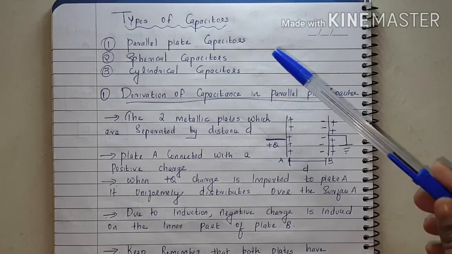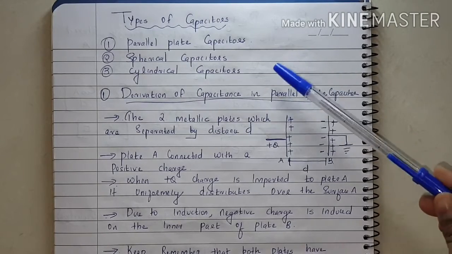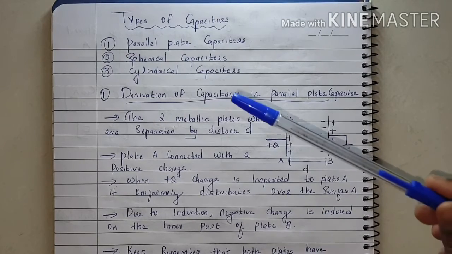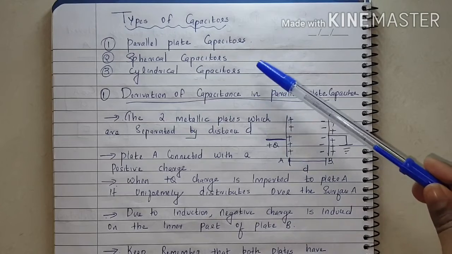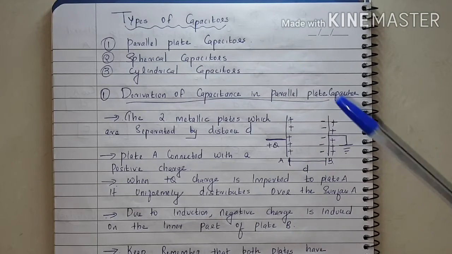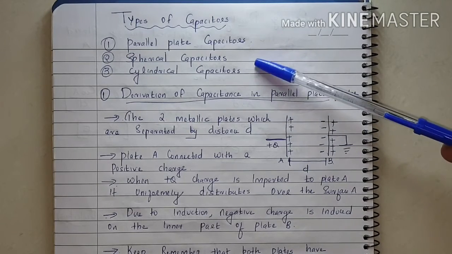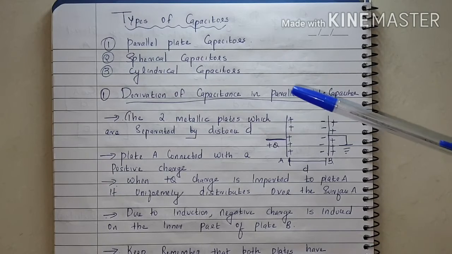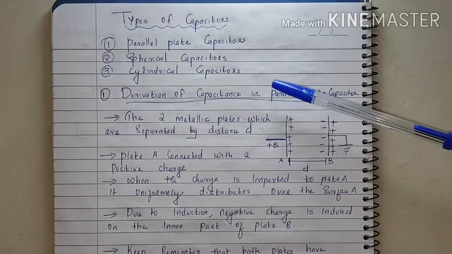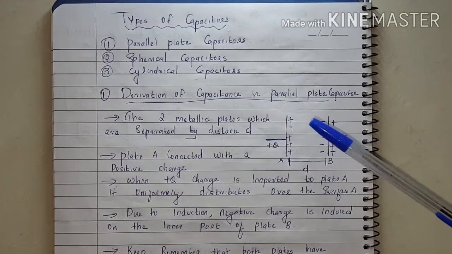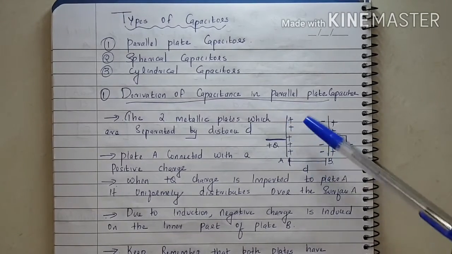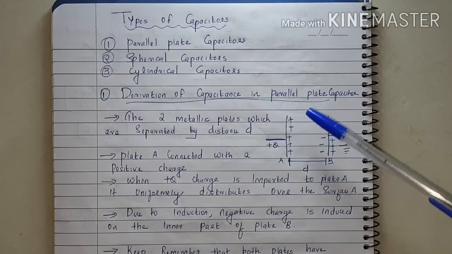Next, we will discuss the types of capacitors. There are mainly 3 important types of capacitors. First one is parallel plate capacitor, second one is spherical capacitor, and third one is cylindrical capacitor. First, we will discuss the important type of capacitor, that is parallel plate capacitor.